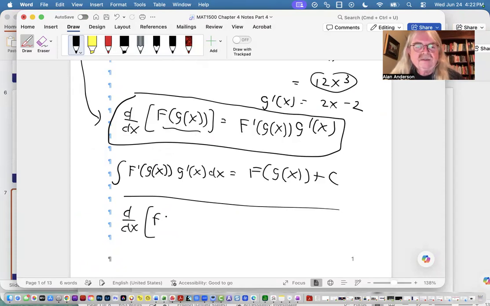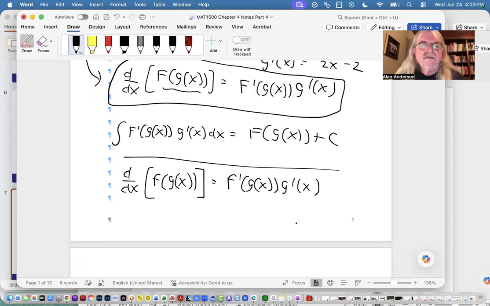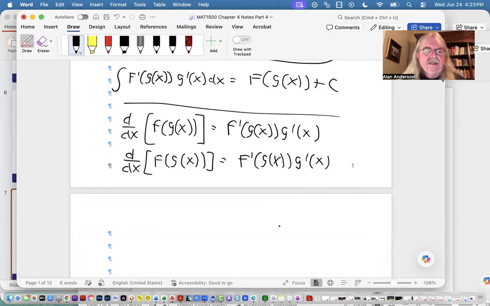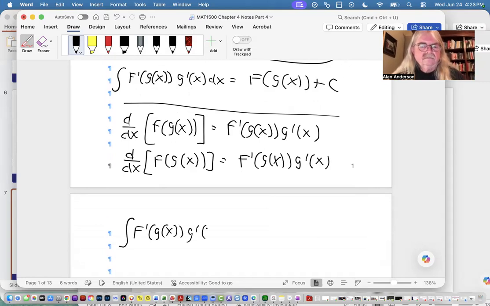Let's start again with the statement of the chain rule, which means that I could do the same thing with the integral. And you can see that it becomes capital F prime of g of x, g prime of x. Okay. And then if I integrate, it brings me back to here.